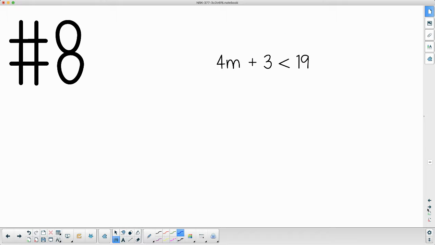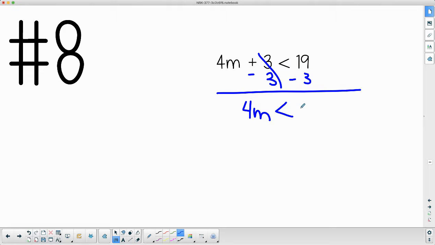Number 8, we are doing the same thing, but this time we just have an inequality. We're going to keep that sign exactly like it is. So we need to do the opposite of add 3. So that cancels out. Now we have 4m, keep my sign the same. 19 minus 3 is 16. Do the opposite of times by 4 to both sides. So m, keep my sign the same, and then 16 divided by 4 will give you your answer there.